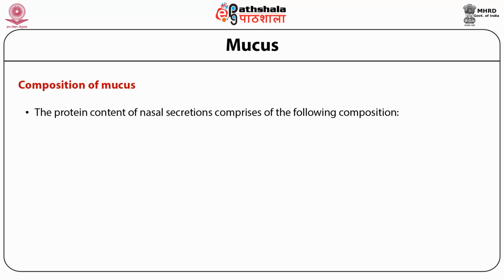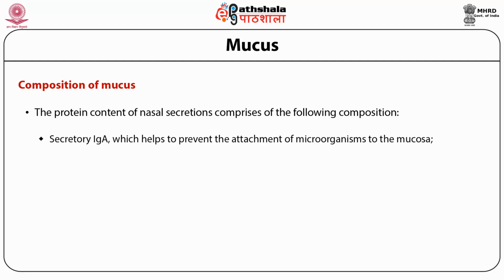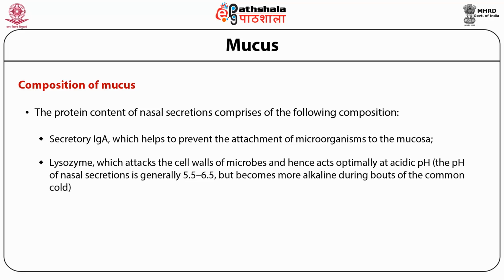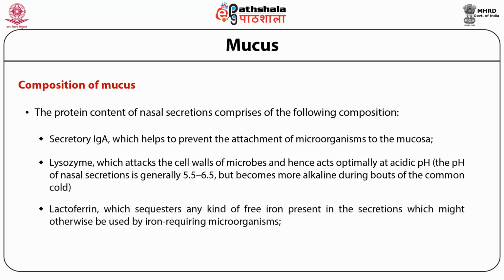The protein content of nasal secretions comprises the following. Secretory IgA, which helps to prevent the attachment of microorganisms to the mucosa; lysozyme, which attacks the cell walls of microbes and acts optimally at acidic pH. The pH of the nasal secretion generally ranges between 5.5 and 6.5, but it becomes more alkaline during bouts of the common cold. Lactoferrin is also present, which sequesters free iron present in the secretions, which might otherwise be used by iron-requiring microorganisms. Besides this, it has various other enzymes.